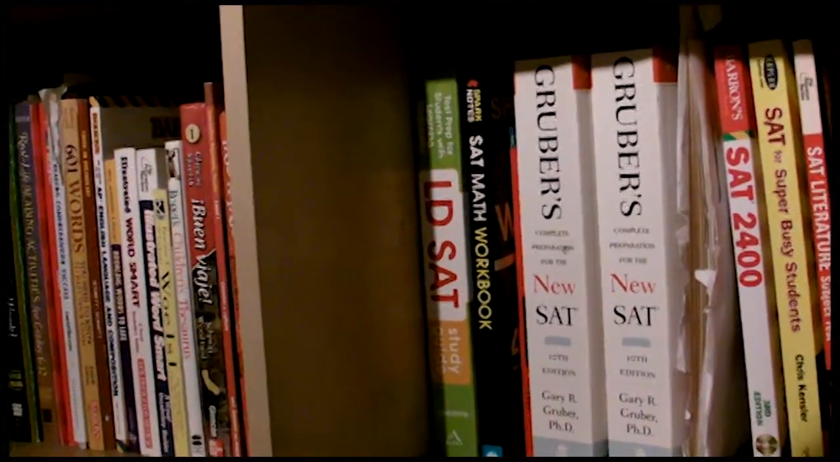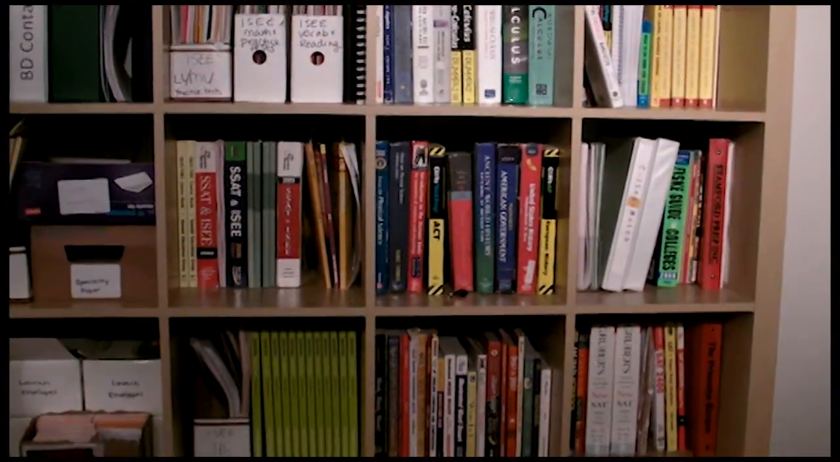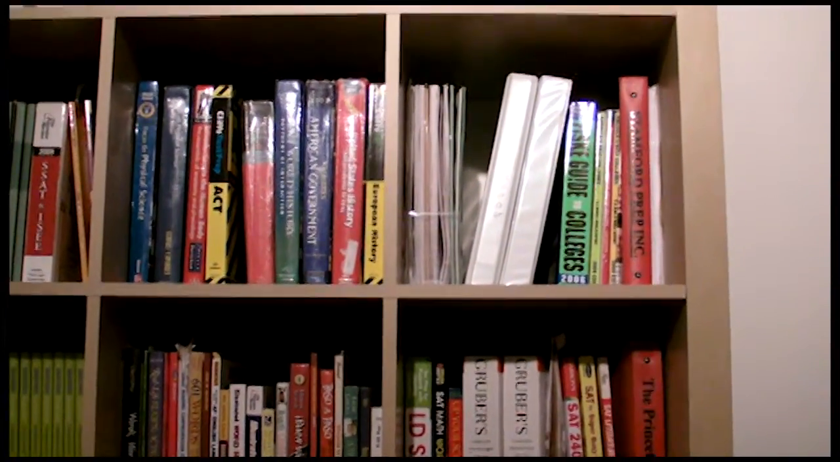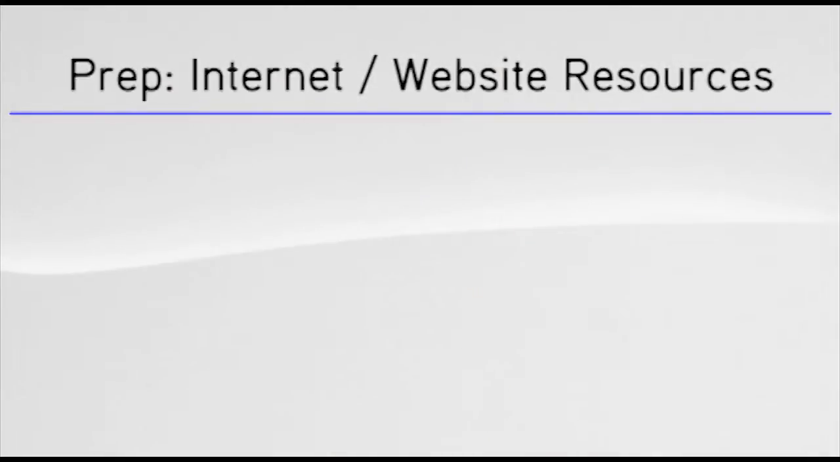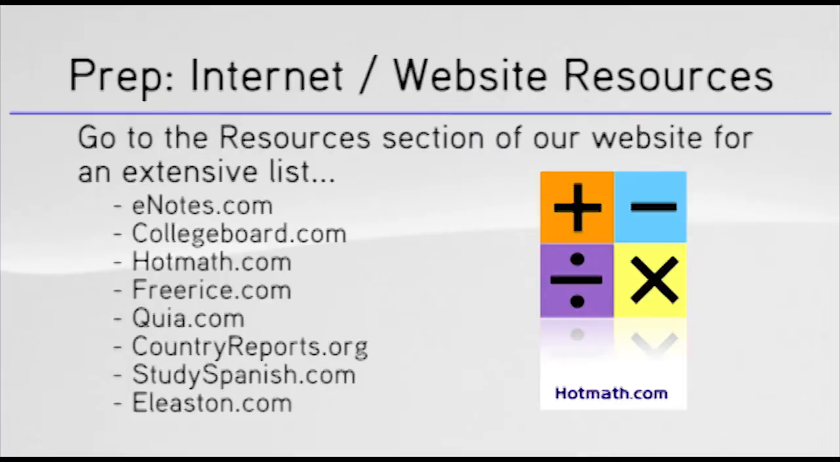If you purchase materials for your student that they will keep, like a test prep book, confirm with a member of the launch team first, and we can make sure that you will be reimbursed. In order to be reimbursed, you must email or fax the receipt to us directly. For additional resources, you can go to the resources section of our website for an extensive list of online resource pages. For example, eNotes.com, collegeboard.com, and hotmath.com have great practice questions and information.